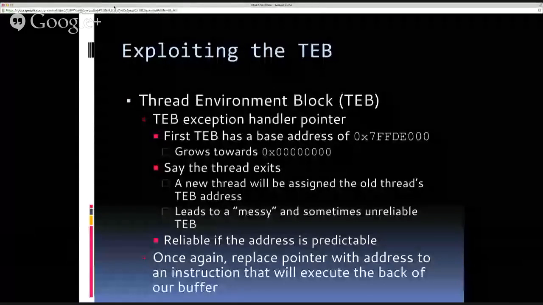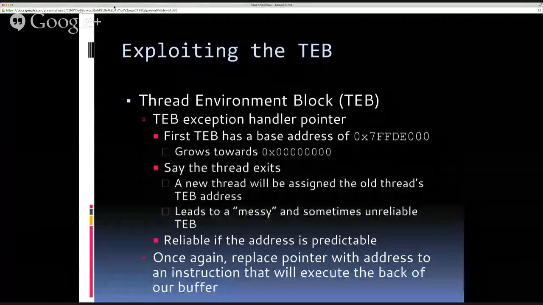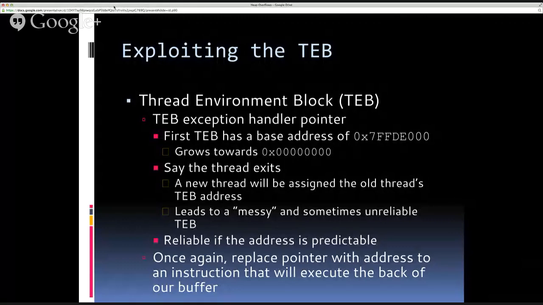All right, so the first TB has a base address you see here, and it's growing downward. With each additional thread, it allocates a hex 1,000 bytes space, going down towards 0. When a thread exits, the new thread gets assigned the old thread's TB address. But the problem with this is that it's more unreliable, because unless you have a very good understanding of when these threads are going to be exiting and where they'll be, it makes it harder to predict where the TB is.